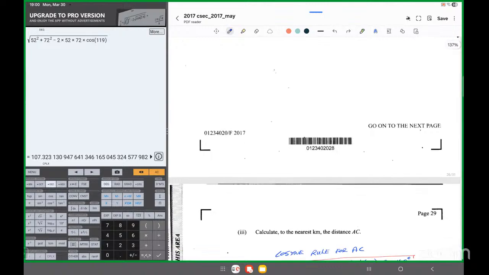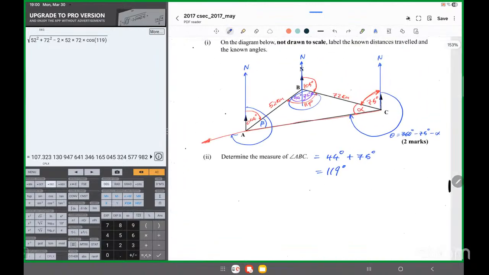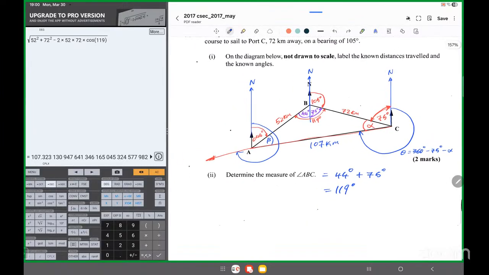What did we get for the side? We got 107, yes. Good. So this side we know is 107 kilometers. All right, so we're going to use the sine rule. This side and this angle across from each other, with this side and this angle across from each other in the sine rule. That will be the sine rule for alpha.